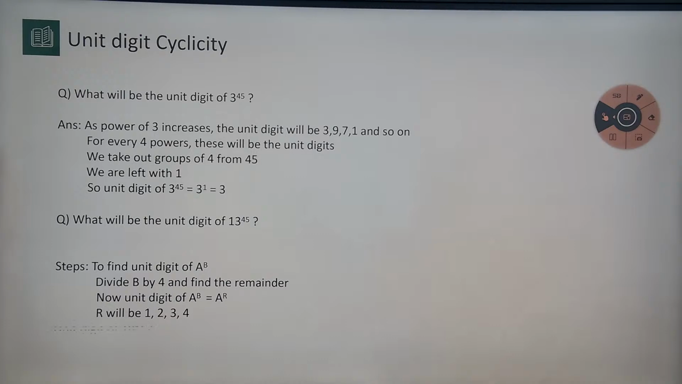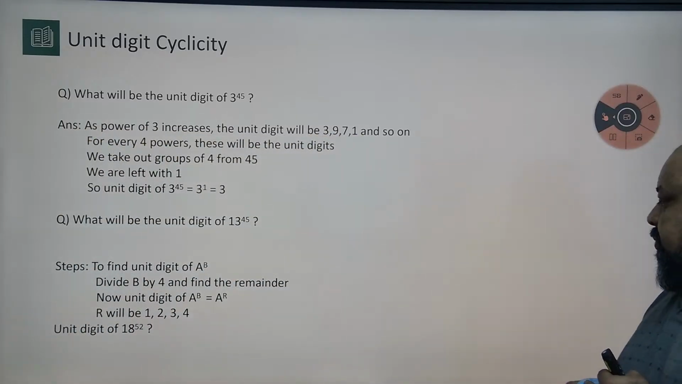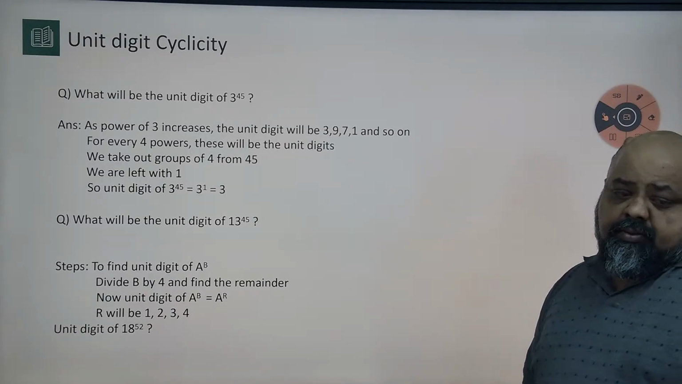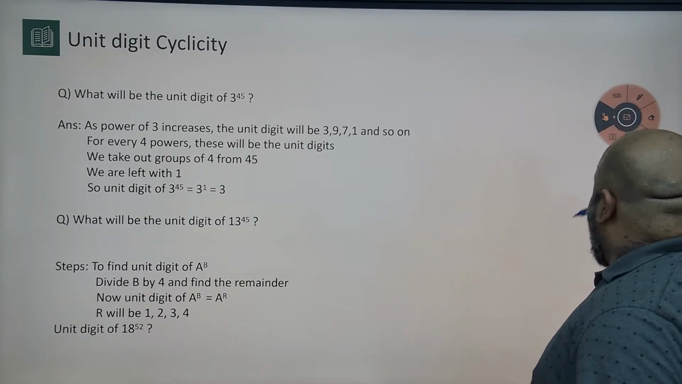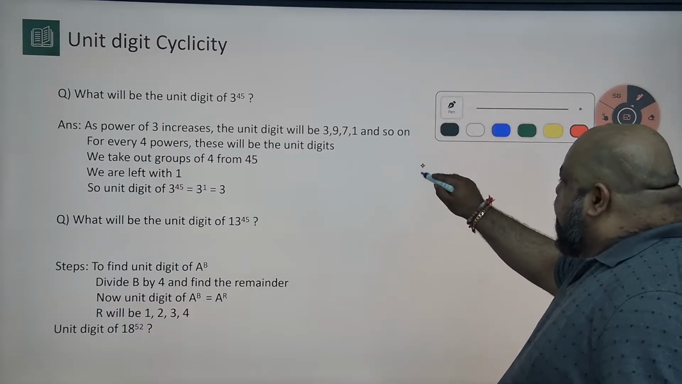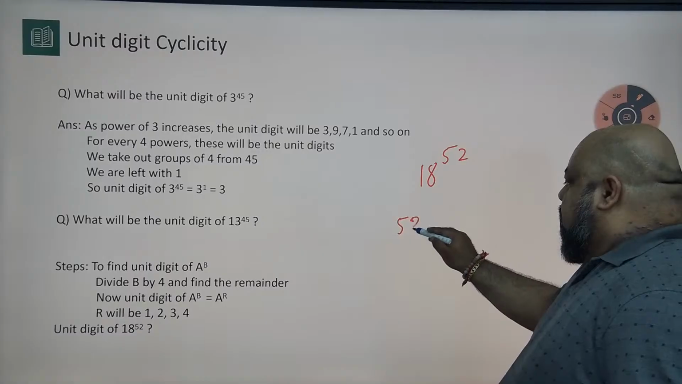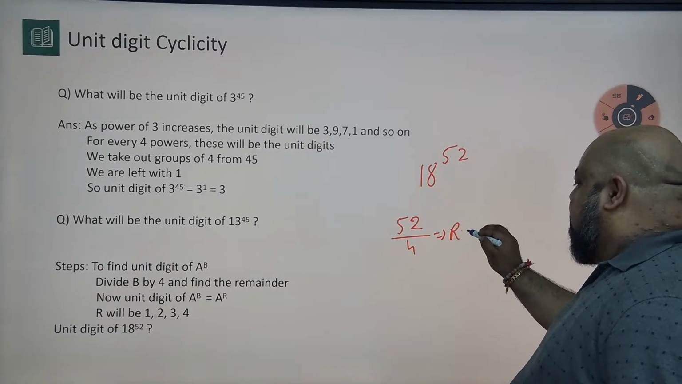Where does this come into play? For example, if I say, what will be the unit digit of 18 raised to power 52? Unit digit of 18 raised to power 52. Here, if I divide by 4, 52 is actually divisible by 4. So the remainder will be 0.